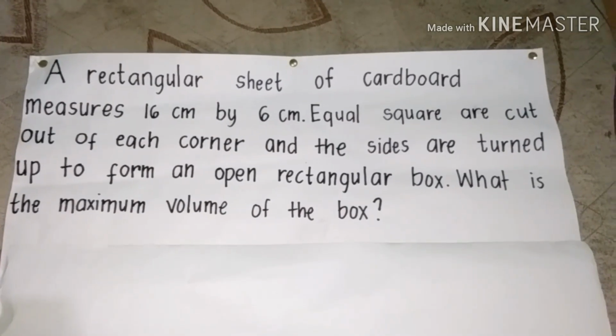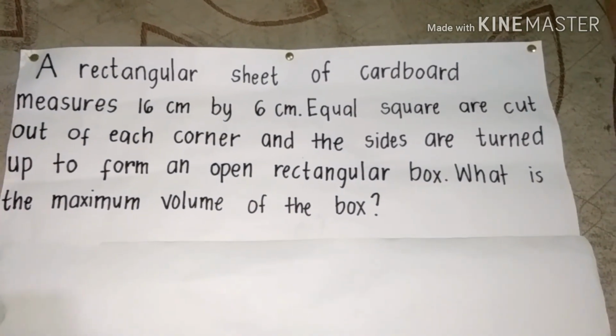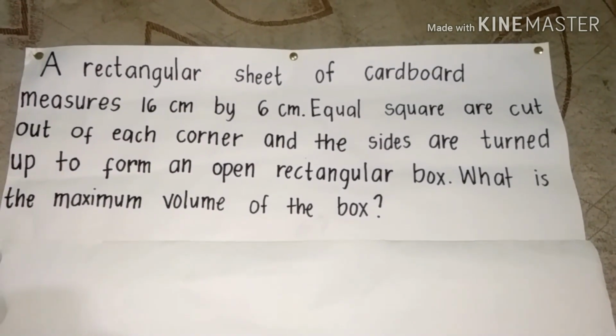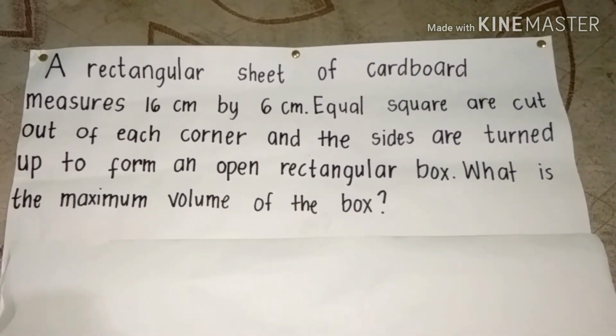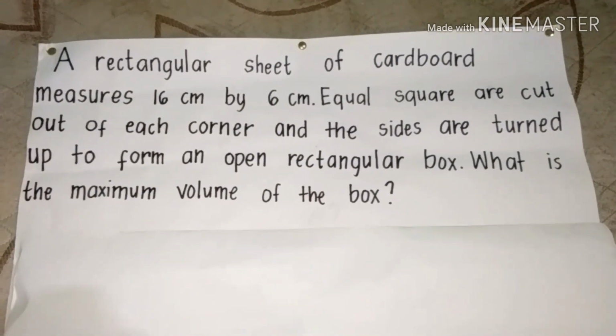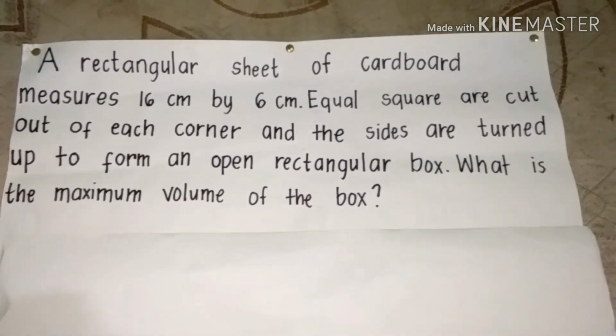Hi guys! In this video, we're going to solve an optimization problem. This is going to be a box problem where we try to maximize the volume of a box. Suppose we get a rectangular sheet of cardboard measuring 16 cm by 6 cm. Equal squares are cut out of each corner and the sides are turned up to form an open rectangular box. What is the maximum volume of the box?